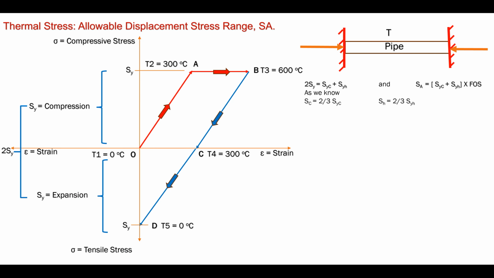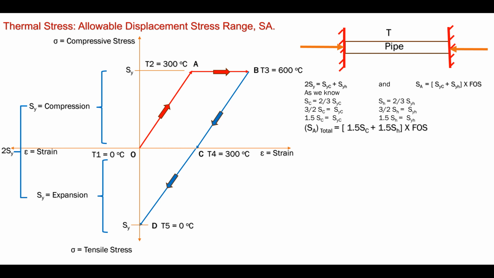As we know, the allowable cold stress is equal to 2/3 of the yield stress in cold condition. Similarly, allowable hot stress is 2/3 of the yield stress in hot condition. If we calculate the yield stress in cold and yield stress in hot from this, 1.5 times SC is equal to SYC. Similarly, 1.5 times SH is equal to SYH. And if we put this into SA, total is equal to 1.5 SC plus 1.5 SH into the factor of safety.